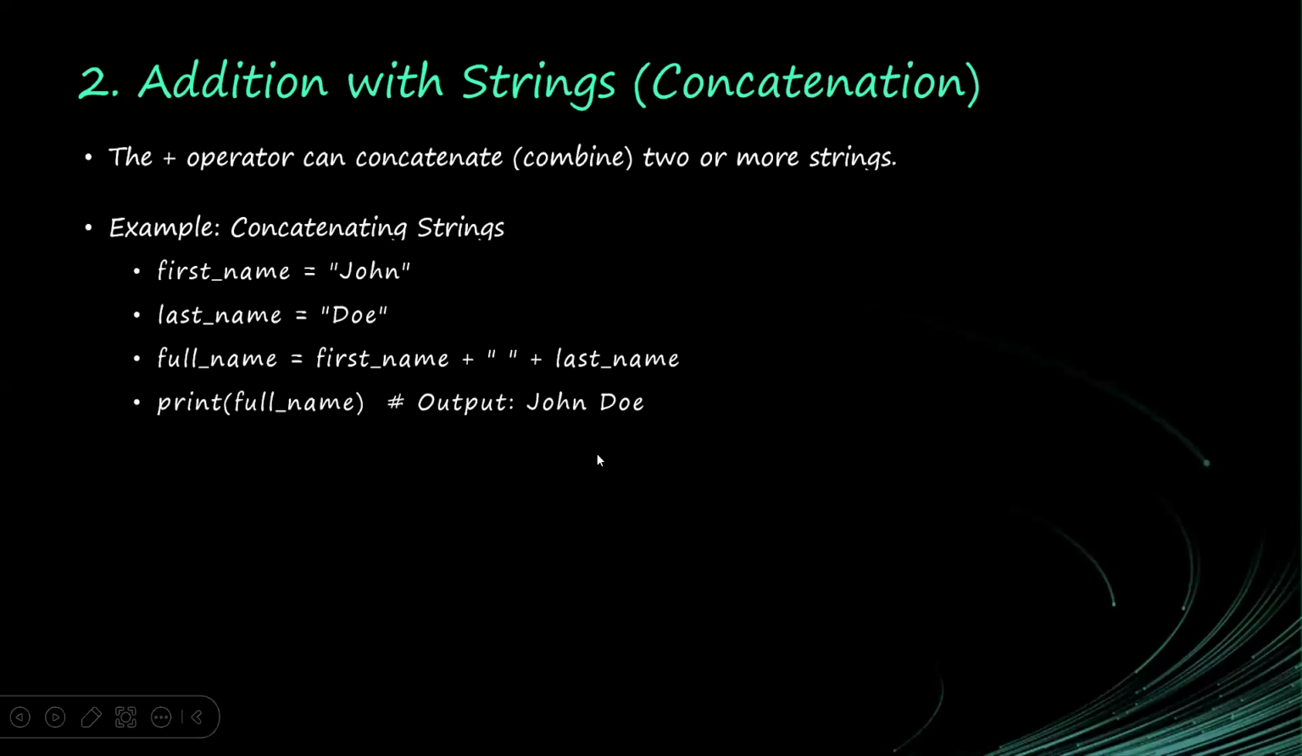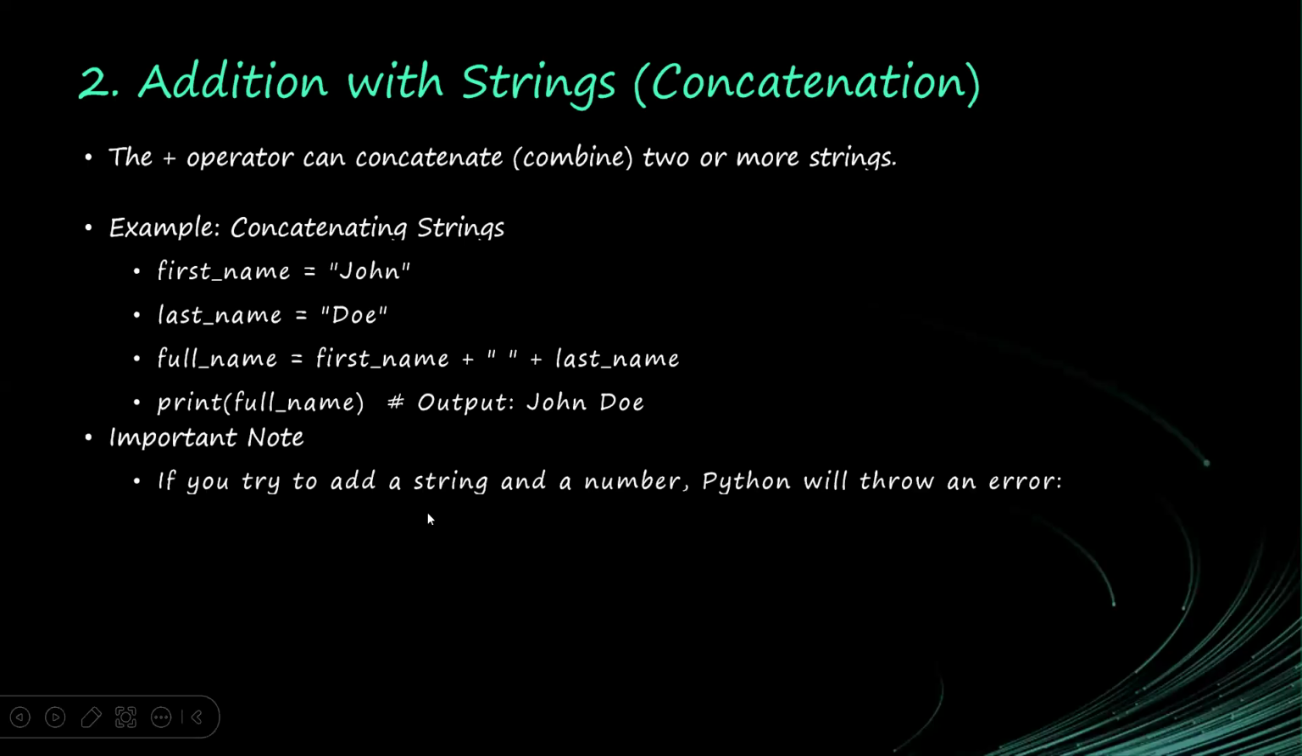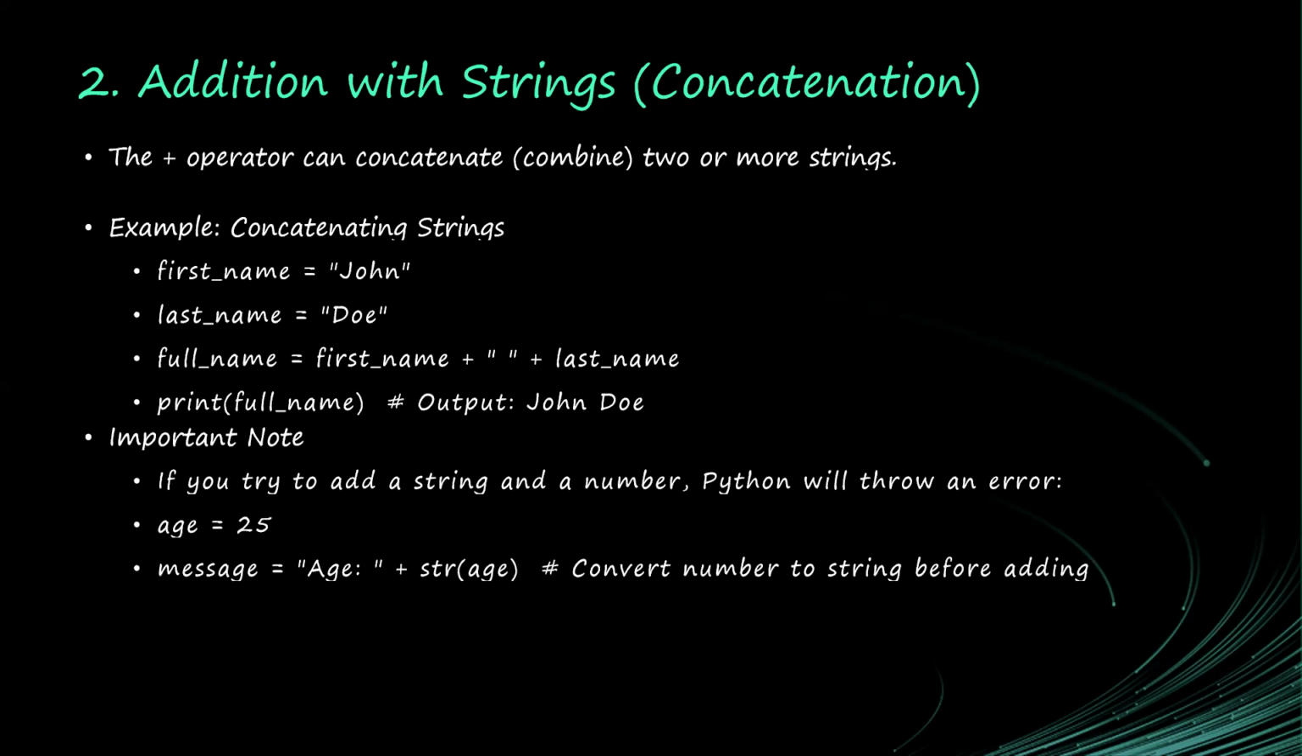Okay, so important note: if you try to add a string and a number, Python will throw an error. So look at this. We have age, and we say message is equal to age plus string age. If you try to add a string to a number, there will be an error. But what you can do is convert it first. So now let me show you an example.